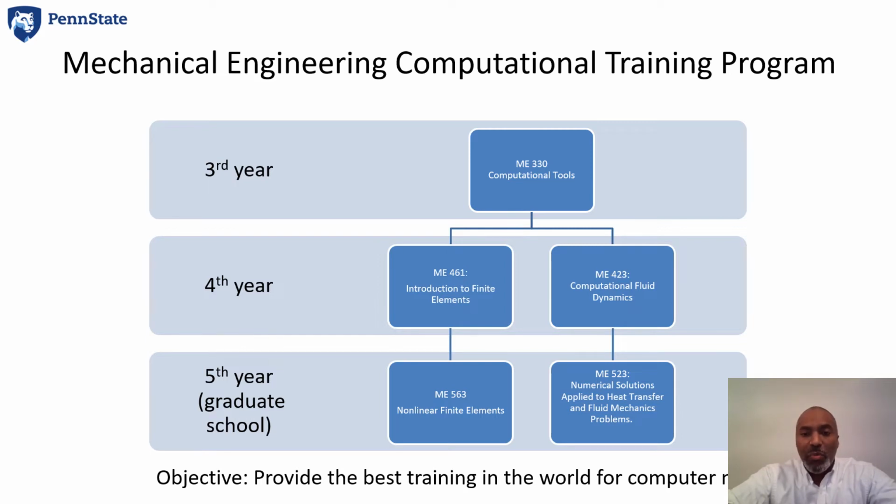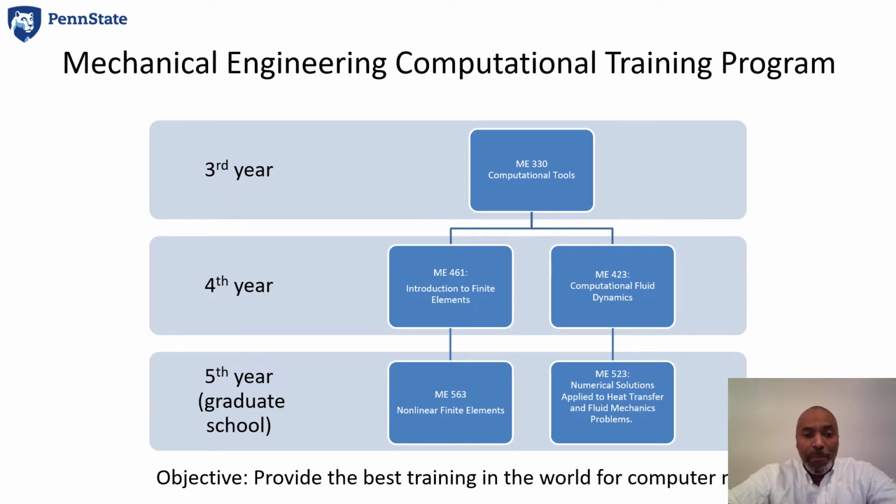Additionally, you can take ME423, computational fluid dynamics, so that'll verse you in the numerics and the applications of the numerics to solve fluid mechanics problems, and those are kind of the two sides of the house. The FEA deals more with solid mechanics and some thermal and heat transfer, whereas the computational fluid dynamics, as the name suggests, deals with fluid flow problems.